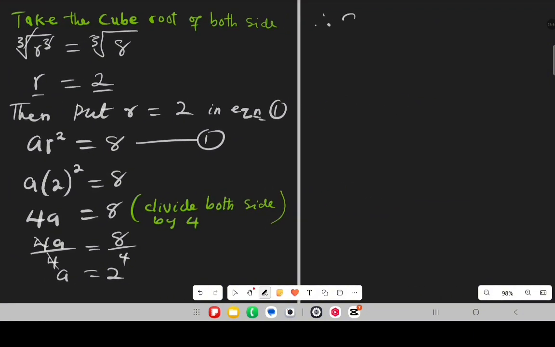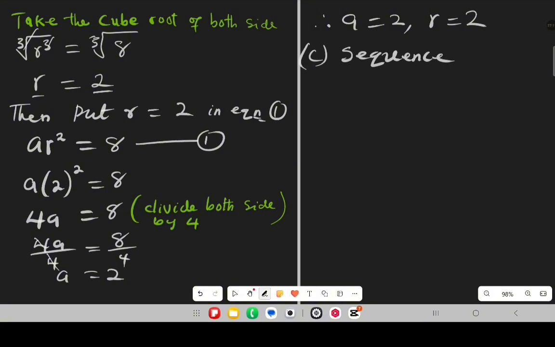Therefore, a is equal to 2 and r is equal to 2. This answers question A and B. Now, question C, we have to generate the sequence. How do we generate the sequence? A is given as 2 and r is given as 2.